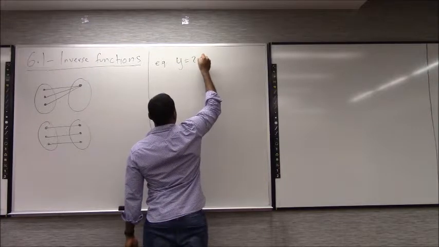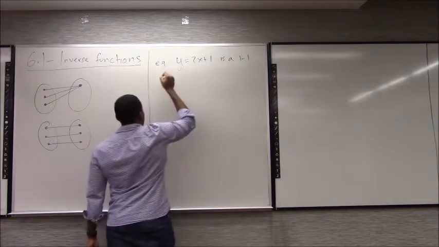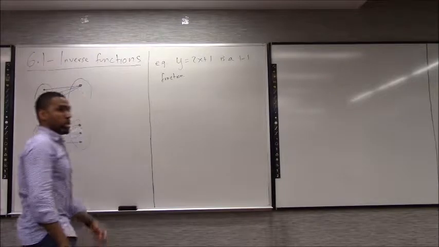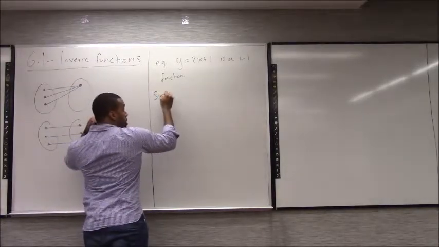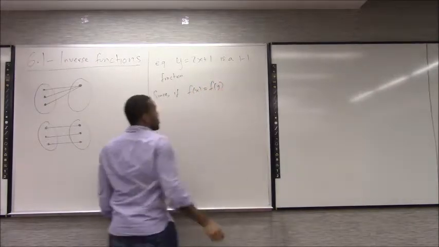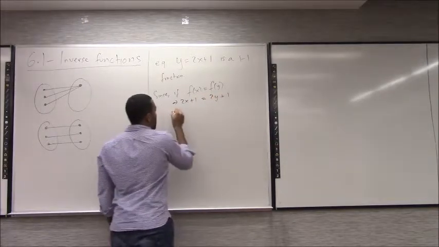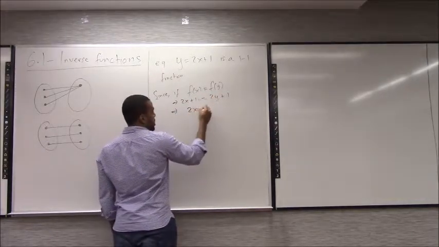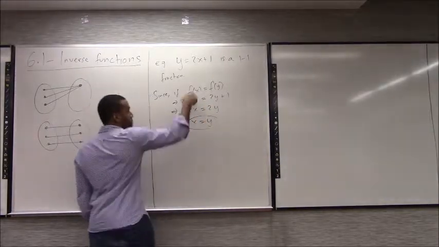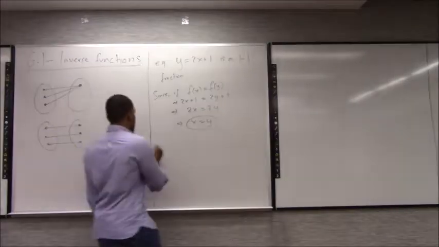y equals 2x plus 1 is a one-to-one. That's shorthand for one-to-one function. And you can show this by: if f of x equals f of y, this basically means that 2x plus 1 equals 2y plus 1, then I can subtract 1 from both sides, and I can divide both sides by 2. So if this is true, then that must be true. So that's how you know something is a one-to-one function.